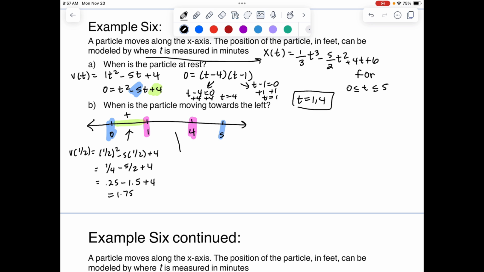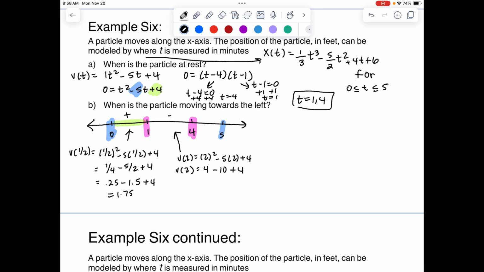Now I have to check this interval between 1 and 4, and I'm going to do 2 because that seems like the next easiest number to plug into that velocity equation. So I'm going to do 2 squared minus 5 times 2 plus 4. I'm going to get 4 minus 10 plus 4. And here's the thing, I actually don't need to go all the way through this, because I know that 4 minus 10 plus 4 is going to come out to be a negative number.